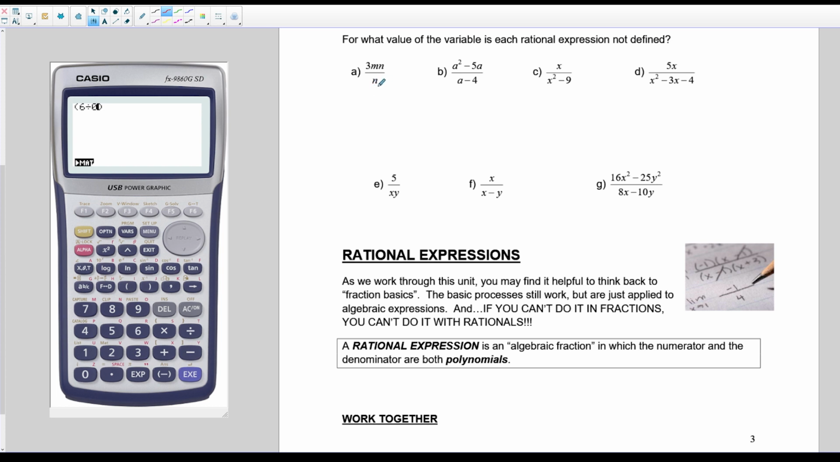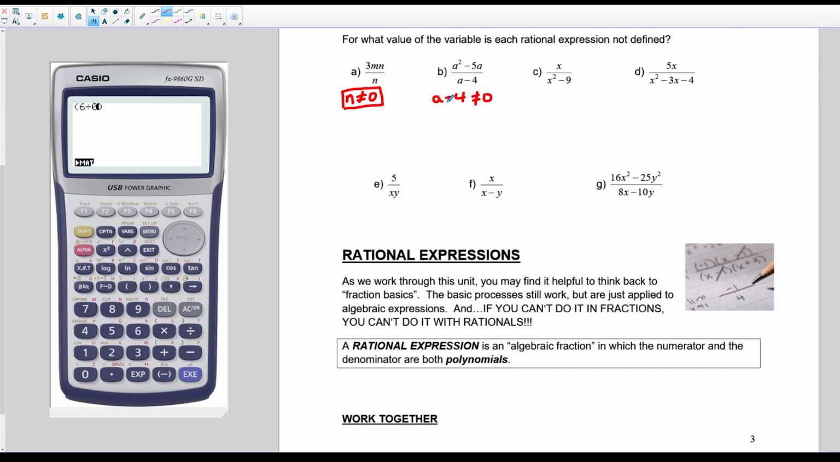So here we have a single variable on the bottom, n, and really the only thing we need to keep in mind is that n cannot equal 0. So that's going to be our NPV for this case. Next, we notice that we have a binomial on the bottom, a minus 4. So we have a minus 4 cannot equal 0. Note that we don't really look at the top at all. We're only worried about what's on the bottom, your denominator.